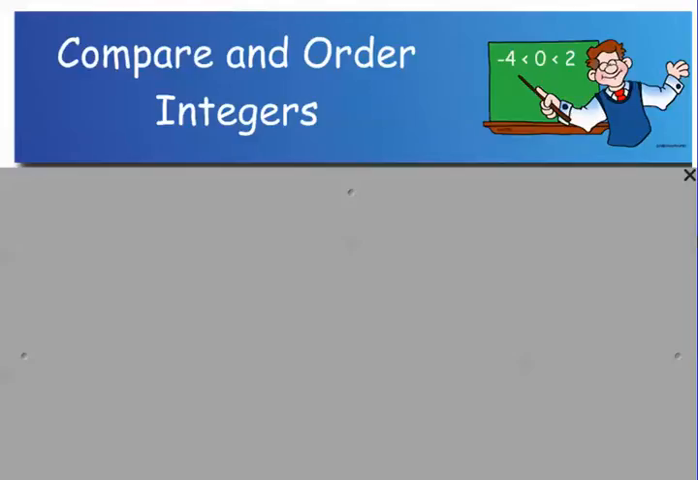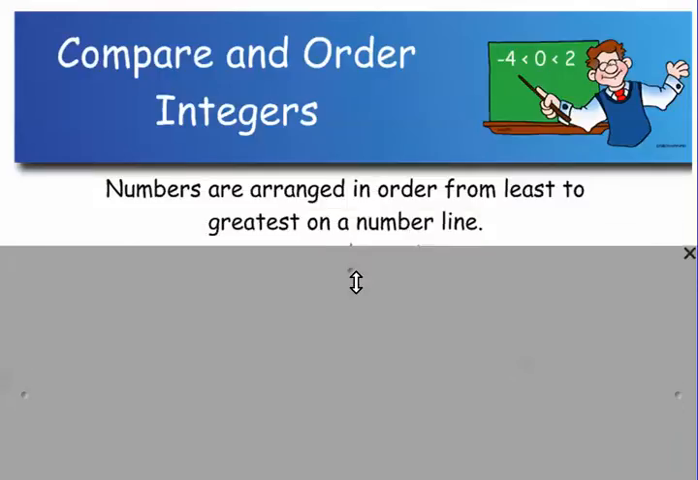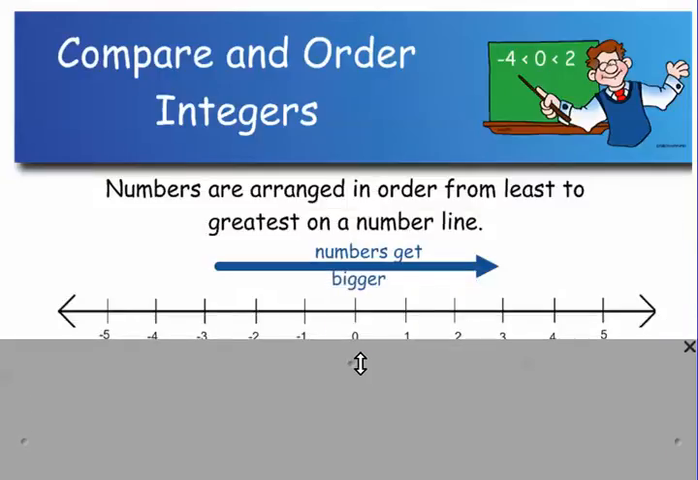All right, we are going to talk about comparing and ordering integers. Remember, we talked about that an integer is any positive or negative whole number. All right, so make sure you have your notes with you. We're on Learning Target 8, comparing rational numbers on a number line and inequality.